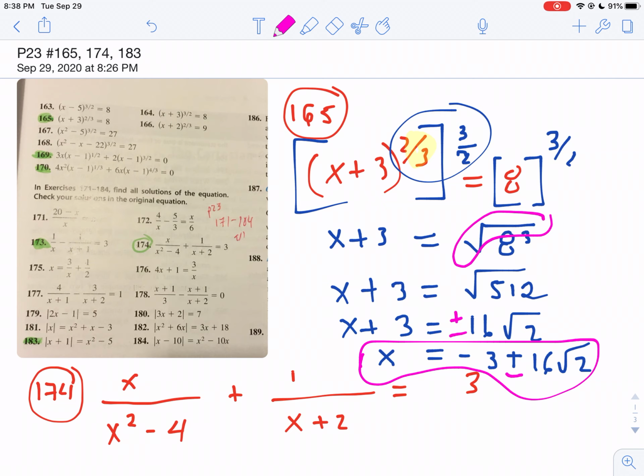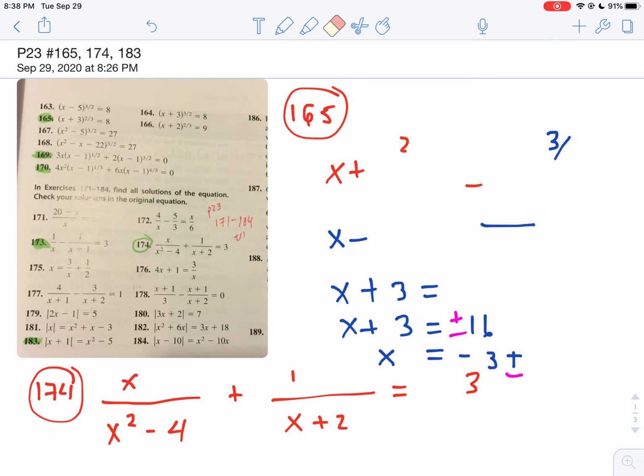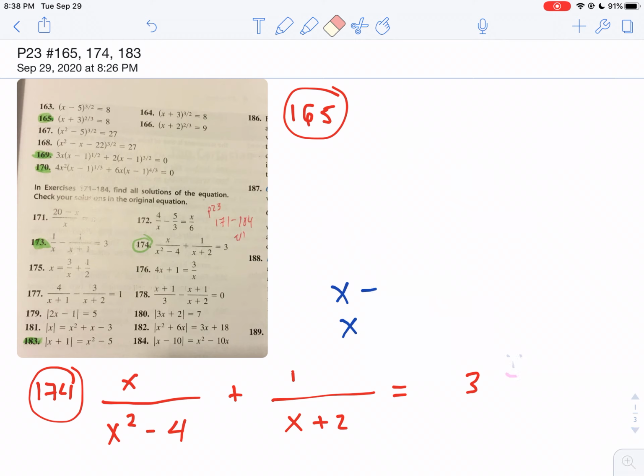That's method number 1. Okay, method number 2. So I'm going to go ahead and erase this, and I'm going to redo the problem. And maybe the other way is easier for some of you. So I'm going to show you both ways. Okay, so the problem is I have x plus 3 to the 2/3 equal to 8.